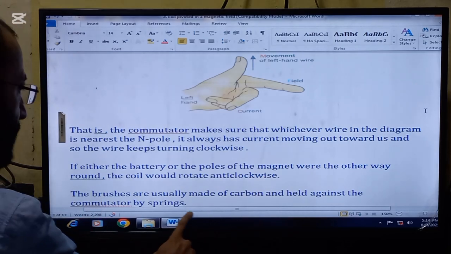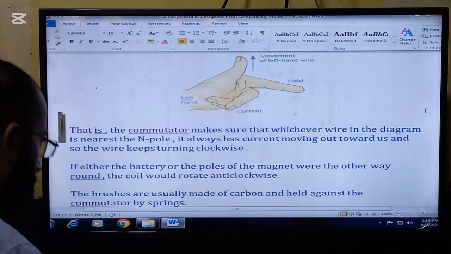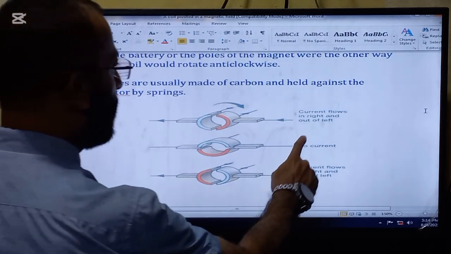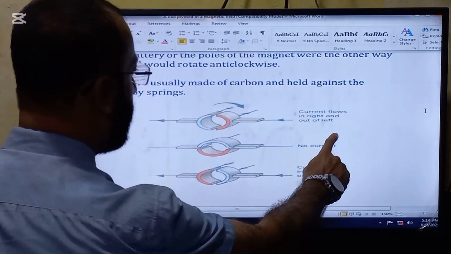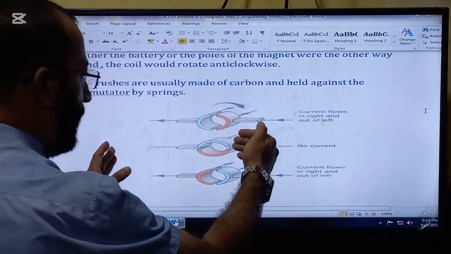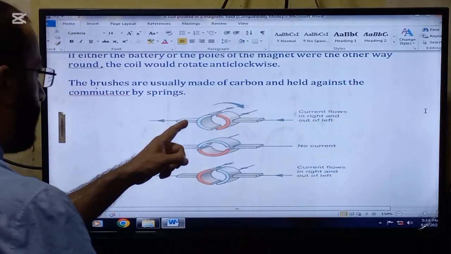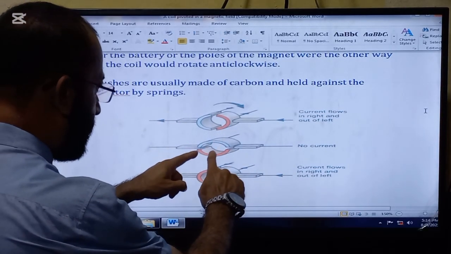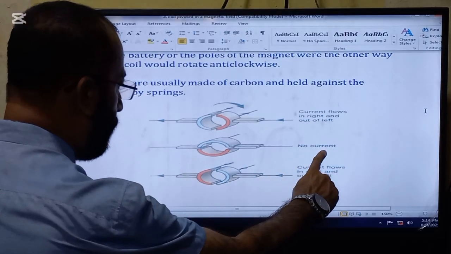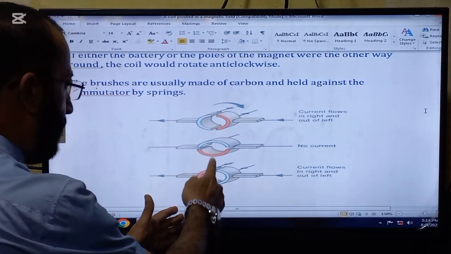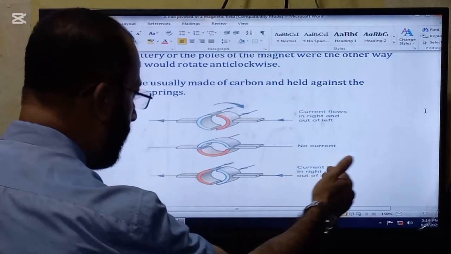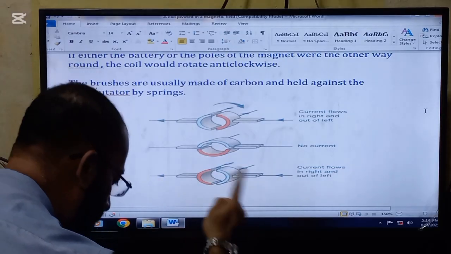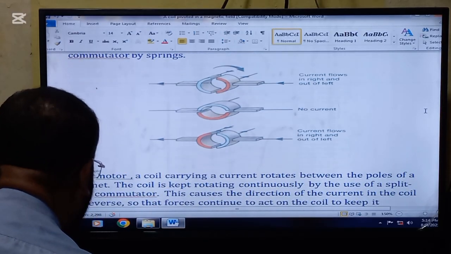The brushes are usually made of carbon and held against the commutator by springs. So this is the technique. Look here, current flows in to the right and out from the left. And when this apparatus comes into the horizontal position, there is no current. But again, when it comes into the vertical position, current flows in from the right and out from the left. And this is how it moves in a clockwise direction.